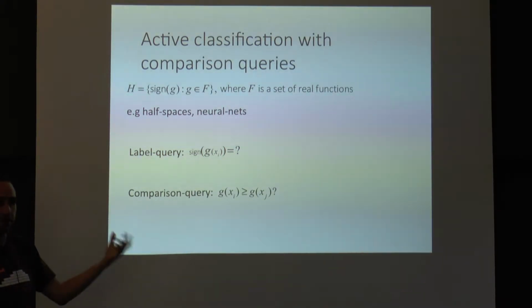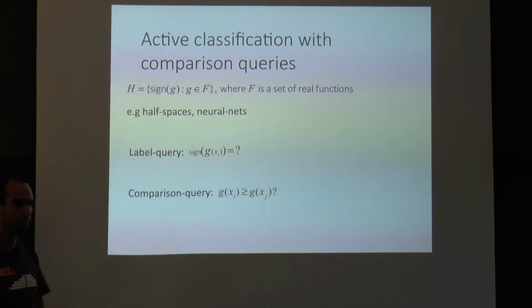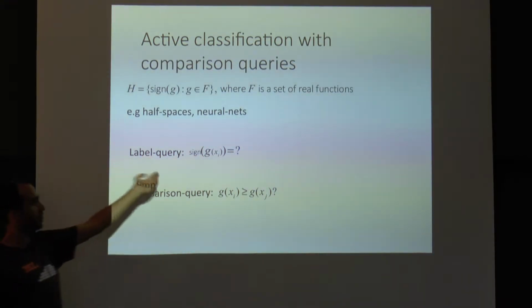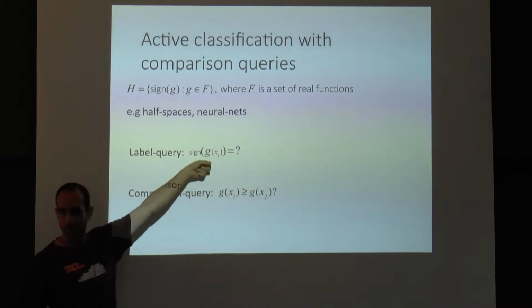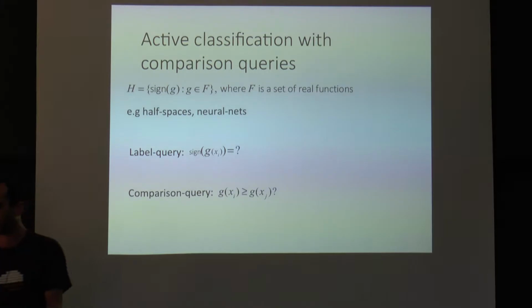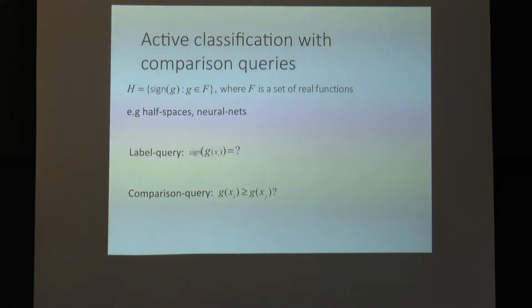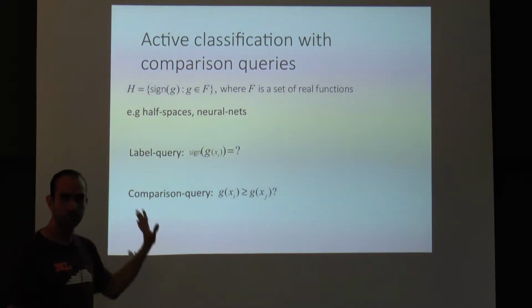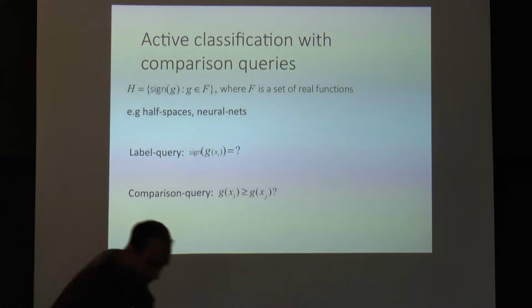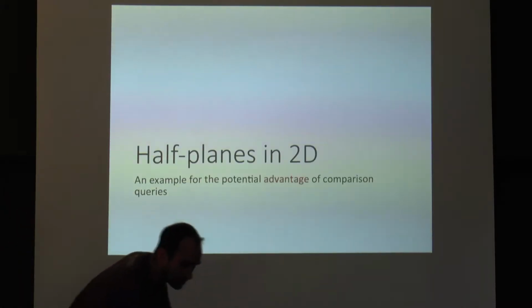There is some natural underlying real class. On top we take sign. So a label query is just asking for the sign of the underlying G. And the comparison query asks whether G of xi is greater than or equal to G of xj. Okay? So this is the setting. And we're going to explore mostly when H is half spaces, so capital F are linear functions.